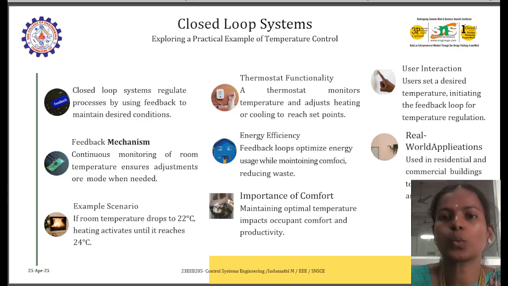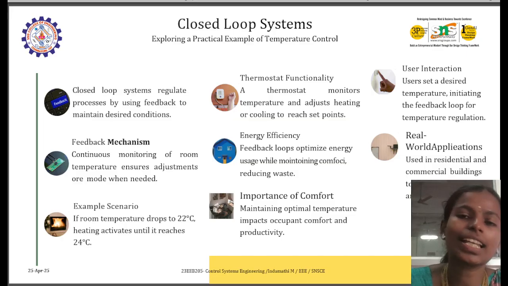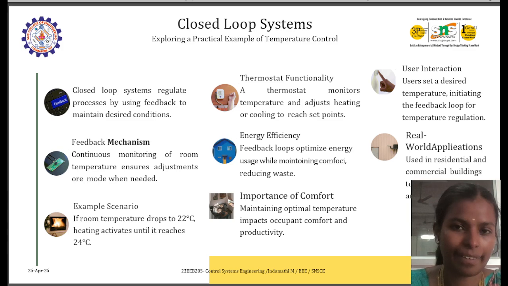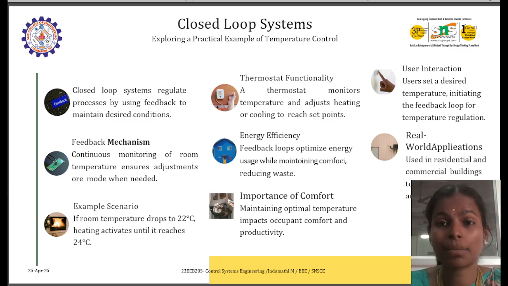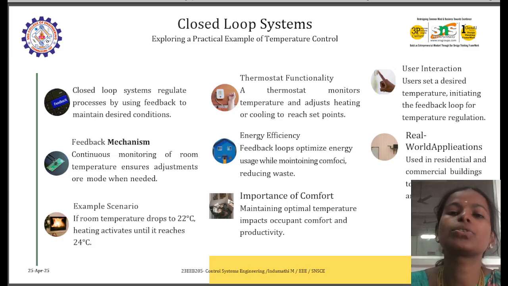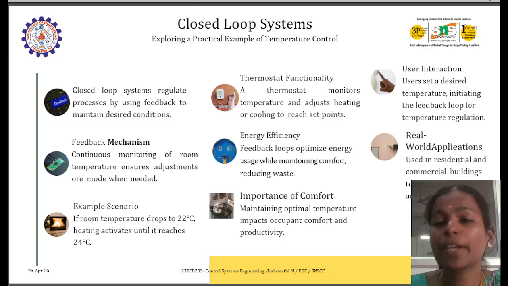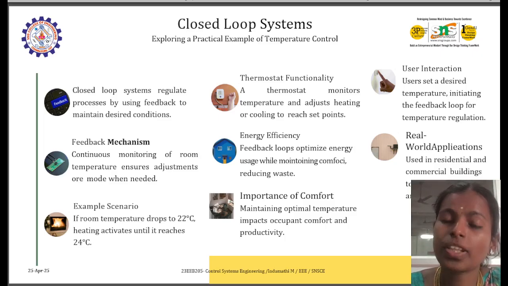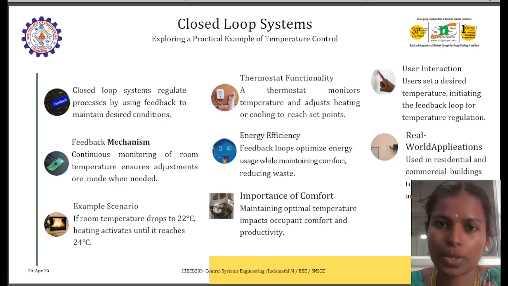Your room should be somewhat warm. If you are living in a cold region, the room should be somewhat warm, so you can increase the temperature. And if your room is very hot in the summer season, now the summer season is very hot, right? So you need to decrease the temperature. So it just works depending on the output, right? Depending upon the response we are getting, our system controls. So this is called a closed loop system.